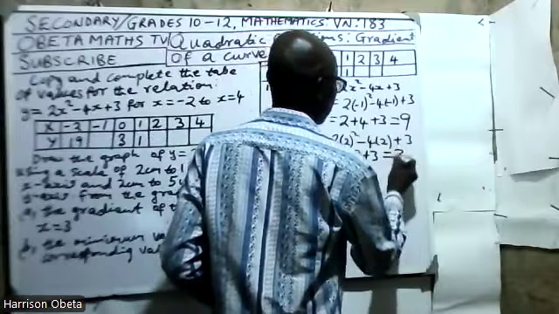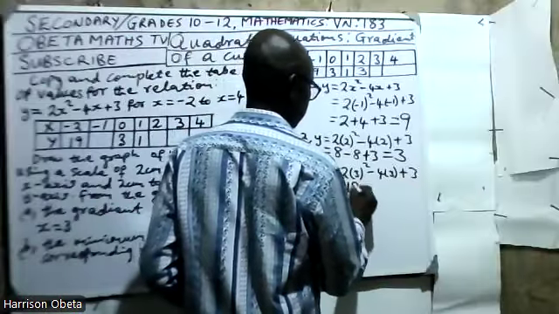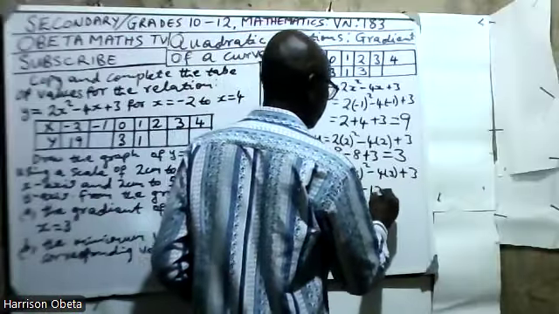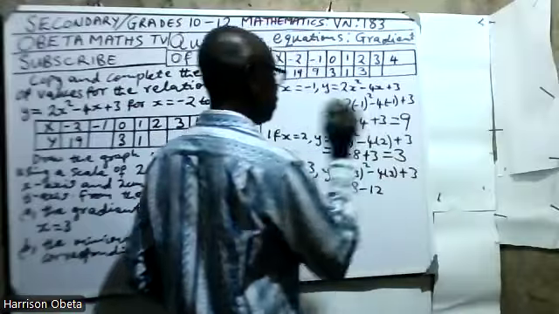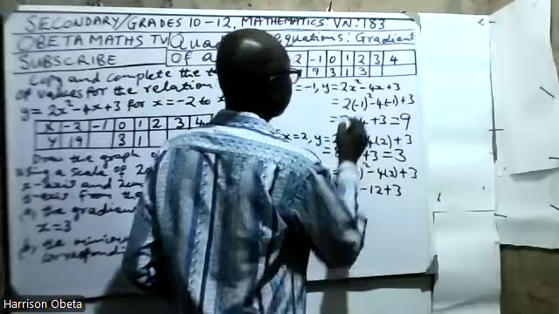What of when x equals 3? If x is equal to 3, then y is equal to 2 brackets 3 all squared minus 4 into 3 plus 3. And that will be 3 times 3 is 9, times 2 is 18, minus 12, because 4 times 3 is 12, plus 3. 18 minus 12 is 6, 6 plus 3 is 9.